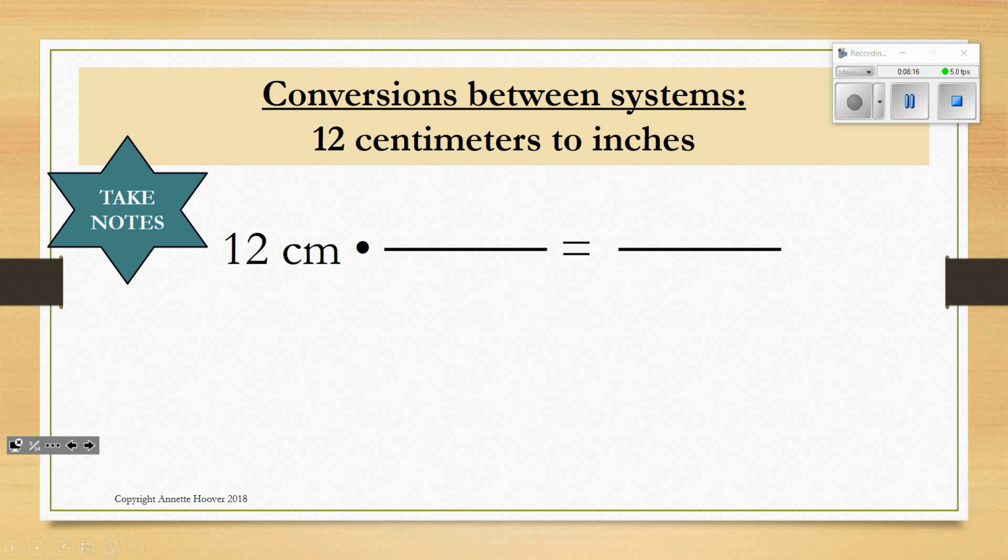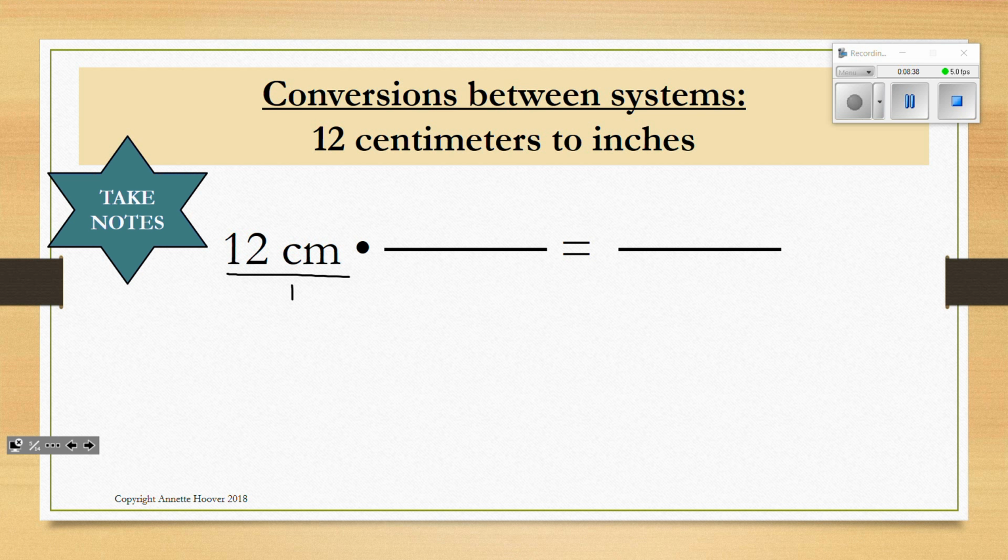Let's try another one. This is converting between metric and our customary system. We have 12 centimeters, and you might look at that and say, well, that's not a ratio. All we have is one thing. If you don't have anything on the bottom, you know that this one's on top, and on the bottom it's just a 1, just an invisible 1. So you know that this is really on top.